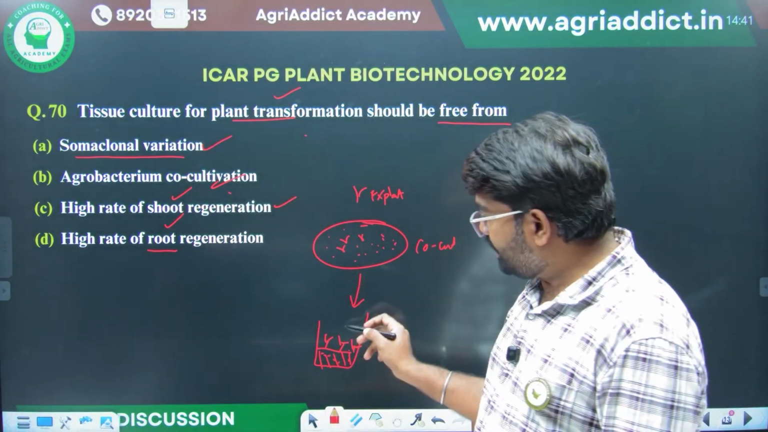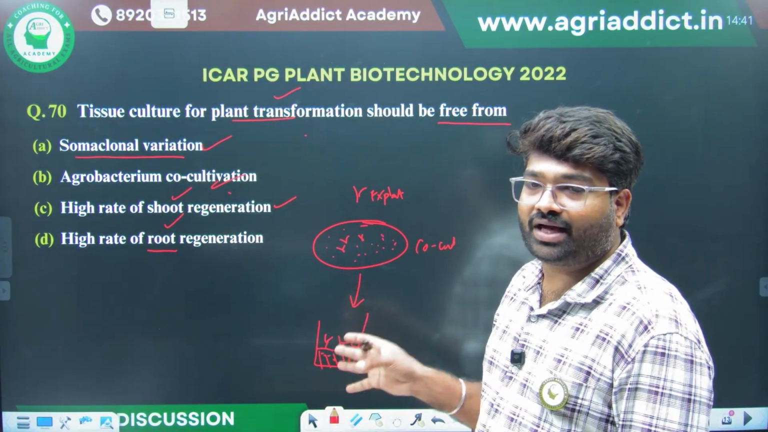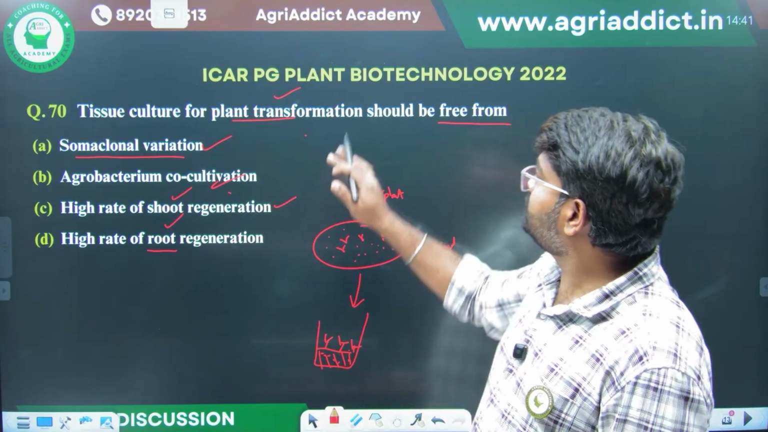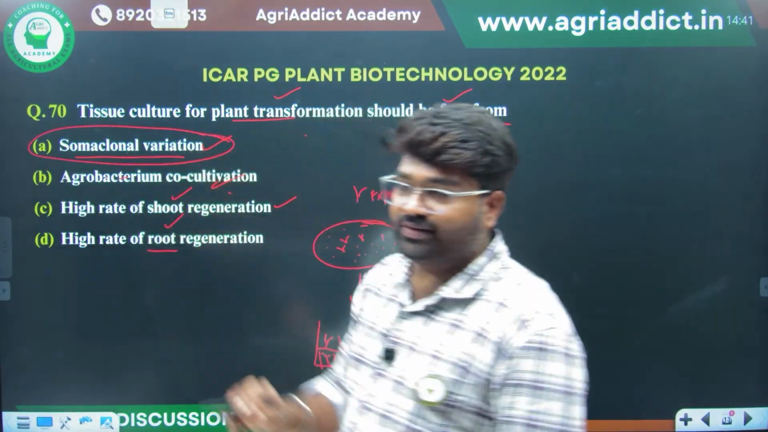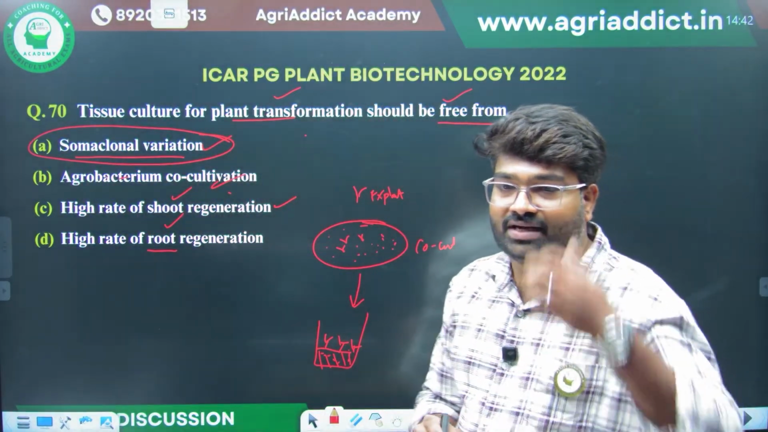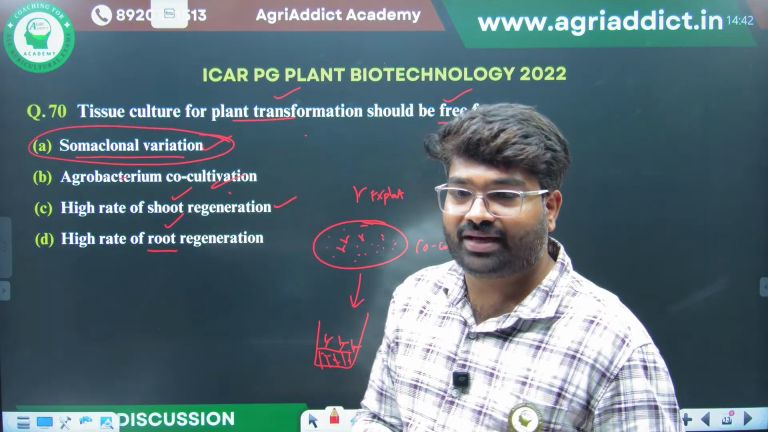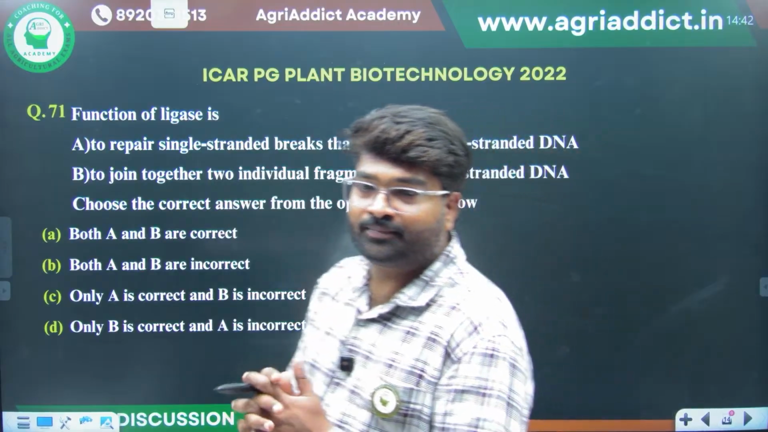Somaclonal variation means the variations that happen while developing these plants, due to chimeric genes or other such things. That is known as somaclonal variation. So what should be free from this? Tissue culture should be free from somaclonal variation, because it will cause undesirable phenotypes, like the albinism phenotype, to be produced.